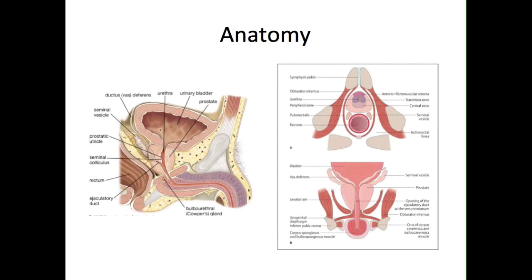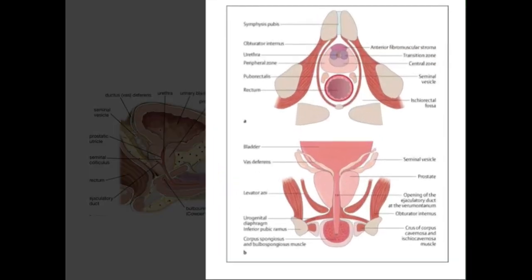There is also a median lobe, which is actually in the posterior part of the gland, above the opening of the 2 ejaculatory ducts that emerge from the ductus deferens. The prostate consists of 3 zones, which can be seen in the diagram on the top right of this slide. These are the central zone, the transition zone, and the peripheral zone.